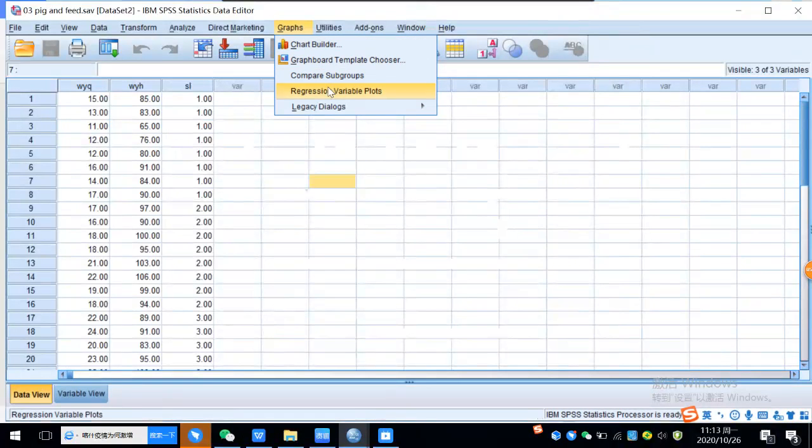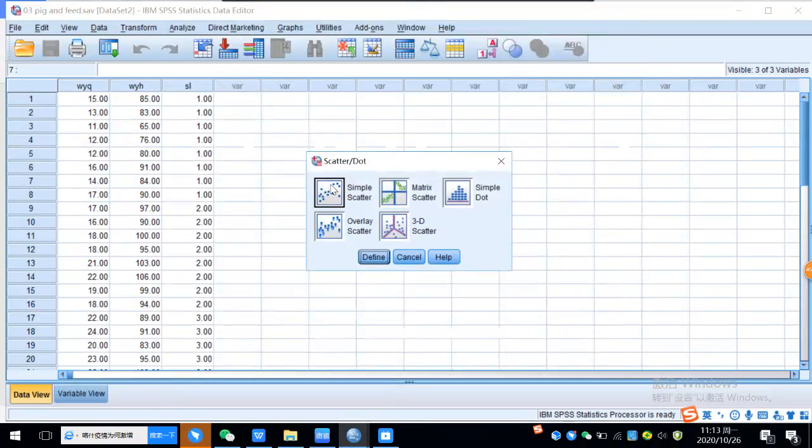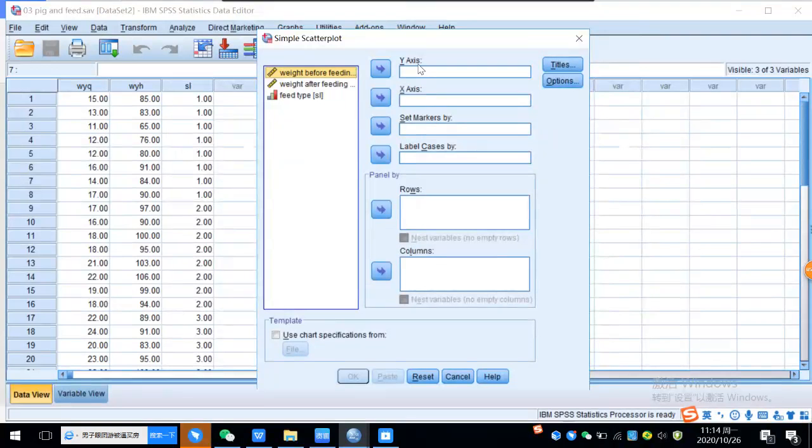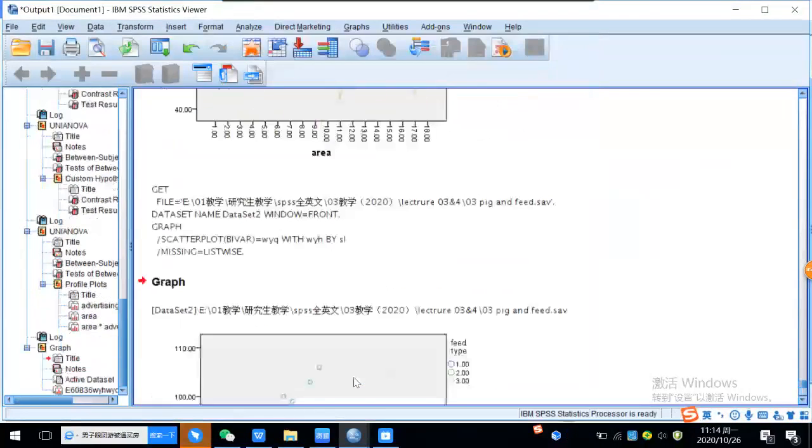Firstly, let's look at whether the weight before feed can be used as a covariate. Select Graphs, Legacy Dialogs, Scatter, then Simple Scatter. Y-axis, weight after feeding. X-axis, weight before feeding. Then set markers by the feed type. Then click OK.